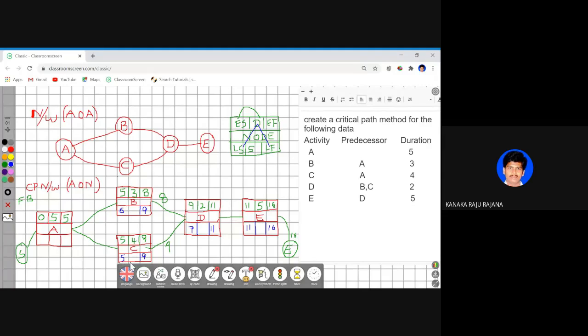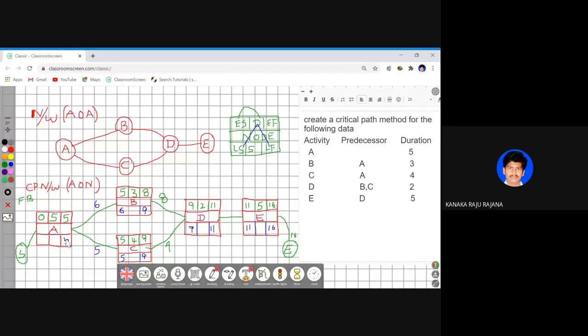Okay. Therefore, now from B, I achieved my late start value as 6. From C, I achieved my late start value as 5. So what type of pass are we going to do here? Backward pass. So under backward pass, we consider the minimum of these two. What is the minimum of 5 and 6? 5. So place 5. That is the only rule.